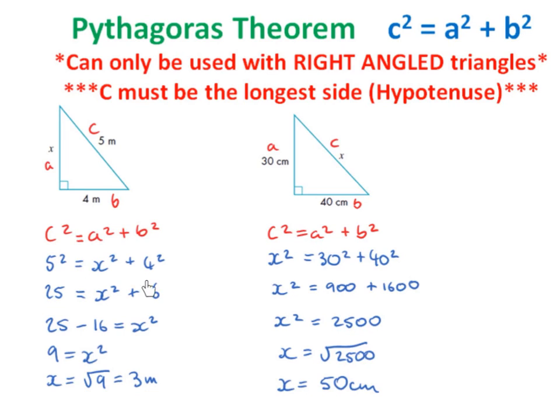We're going to bring the 16 over the equal sign, it becomes minus 16. 25 minus 16 is equal to x squared. 25 minus 16 is 9, so 9 is equal to x squared. So the squared comes over the equal sign and becomes square root. So we get x is equal to the square root of 9, which is 3. So this unknown side that's labelled as x is actually 3 meters.